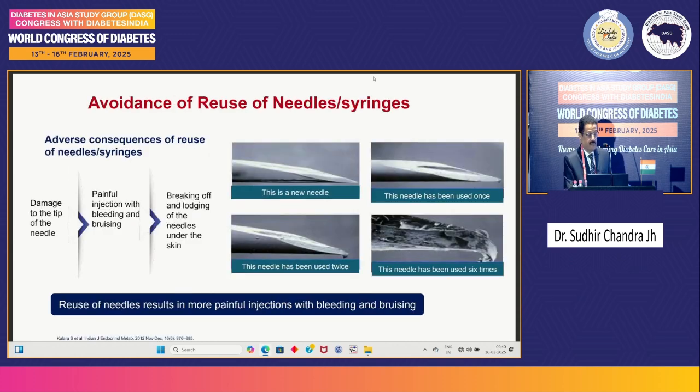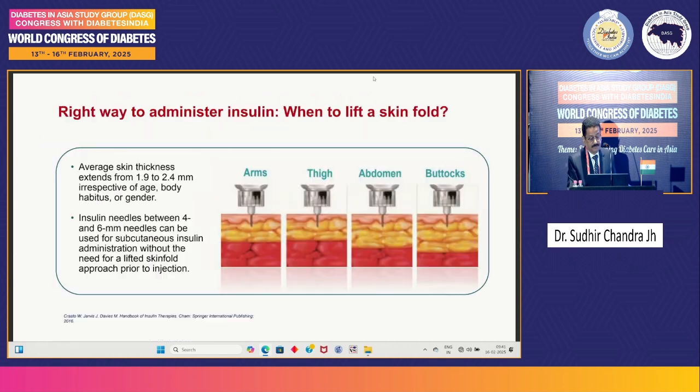Now, avoidance of reuse of needles and syringes is very important, because there is damage to the tip of the needle with use, and painful injection with bleeding and bruising is possible, and breaking off and lodging of the needles under the skin sometimes happens. From the picture you can see a new needle, how sharp it is, and on the right of it, the needle that has been used once, and third is the needle that has been used twice, and last you can see it has been used 6 times.